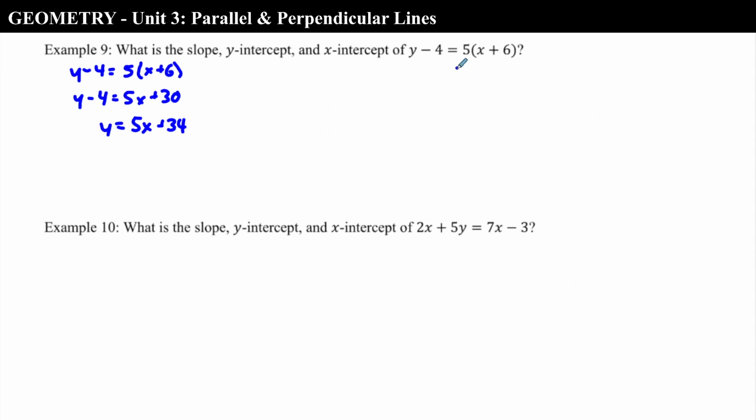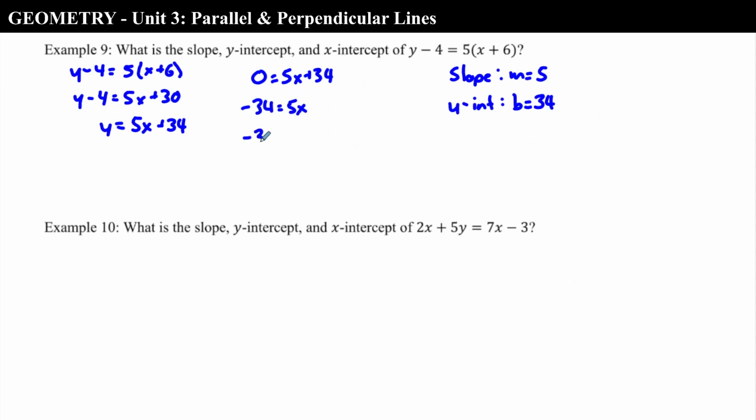Now we have it in this form. The slope can easily be found as 5. And the y-intercept can easily be found to be 34. To find the x-intercept, we set y equal to 0, and we get -34 equals 5x. So our x-intercept is -34 over 5.